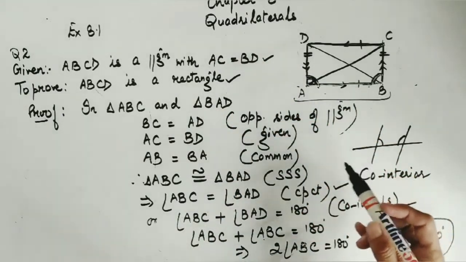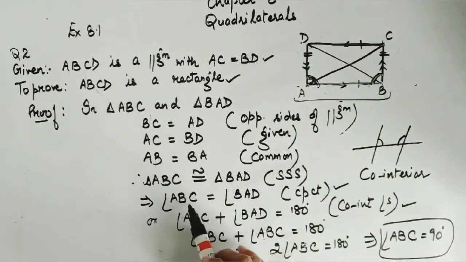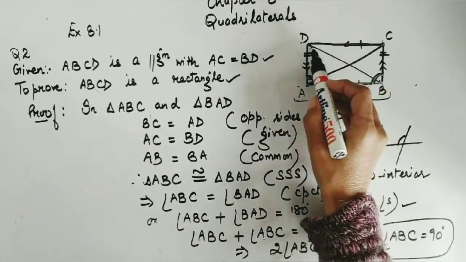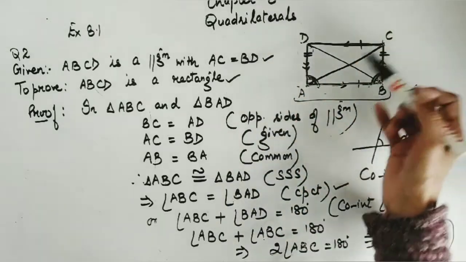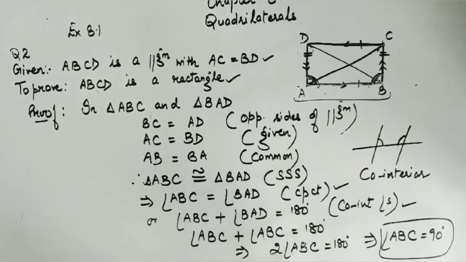There's no need to mention any other detail because we know if this is 90, these two are equal, this would also become 90, and opposite sides of a parallelogram are equal. So if B is 90, D would automatically become 90, and so would be the case with angle C. I'm sure this is clear to everybody.